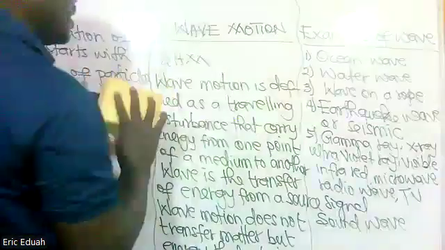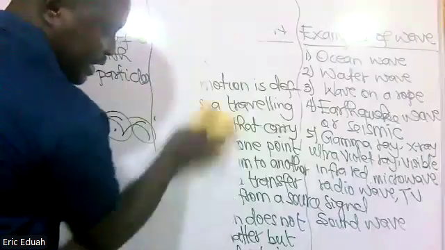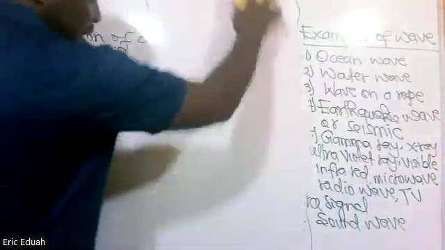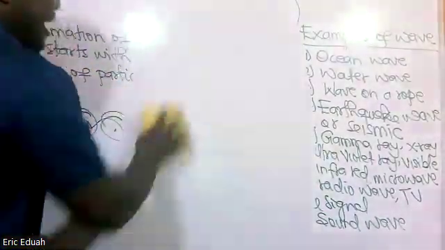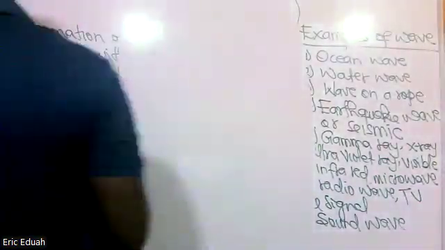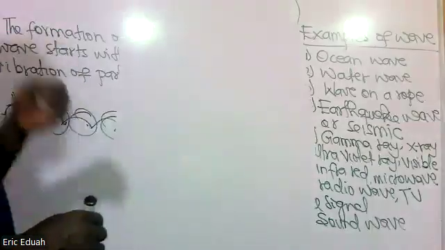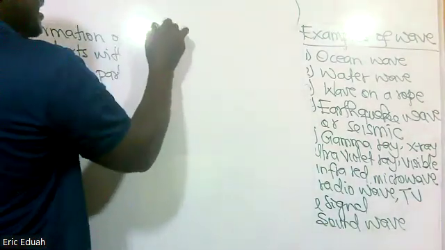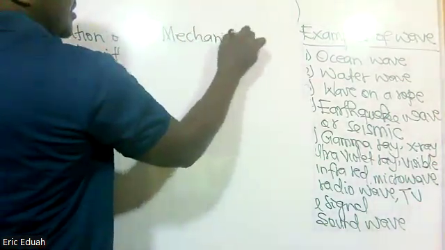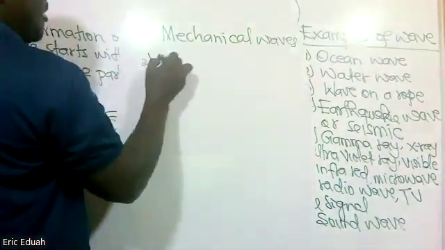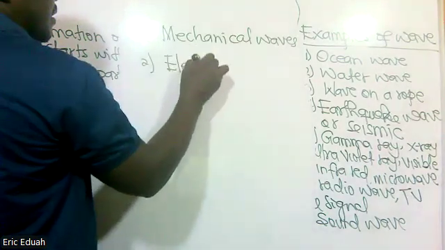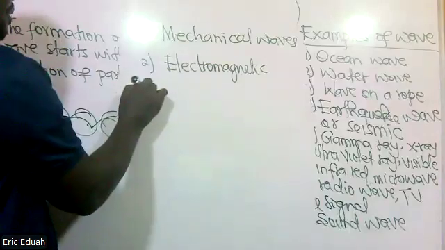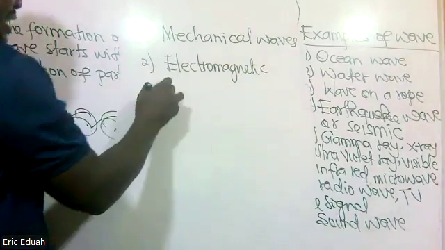We have three different ways of classifying waves, but at your level, we'll look at only two of the three. We have what we call mechanical waves and electromagnetic waves. And the third classification is matter wave. So we have one, mechanical waves, then two, electromagnetic waves, and then the third classification is matter wave.